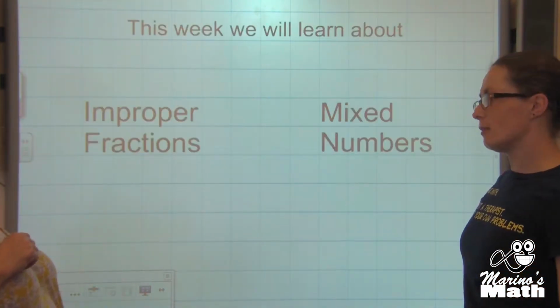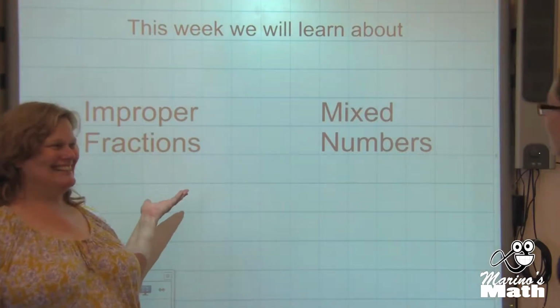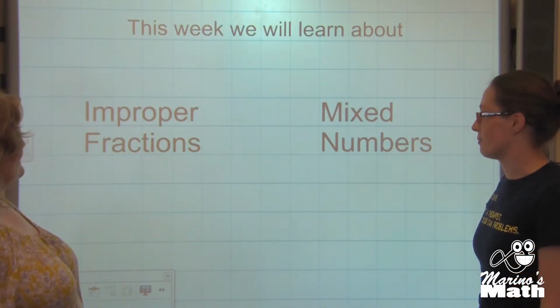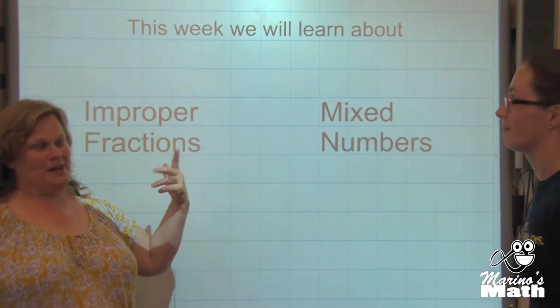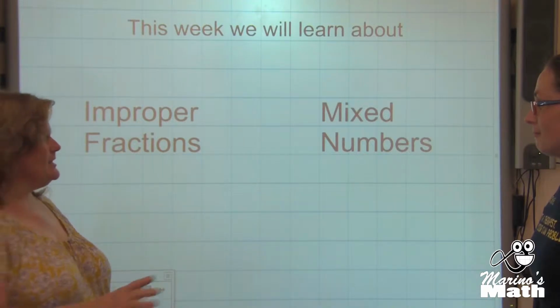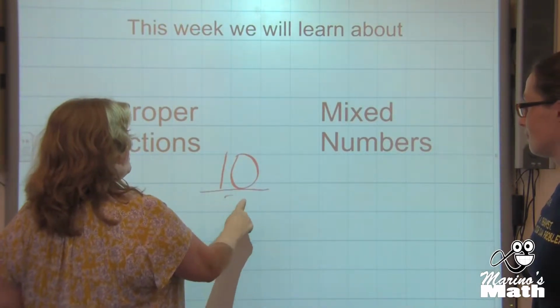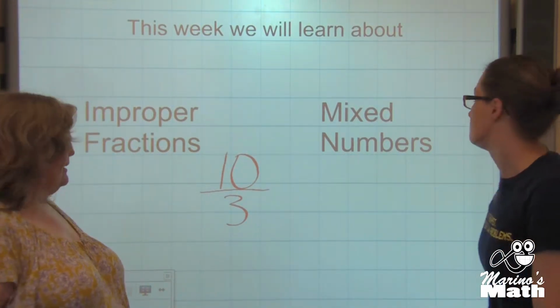Let us see what we're going to learn about this week. We're going to do some things to improper fractions and mixed numbers. What's an improper fraction? Well, that's a fraction where the numerator, the number on top, is bigger than the denominator, or the number on the bottom. For instance, 10 over 3 is an improper fraction because the 10 is bigger than the 3. So it's top heavy.